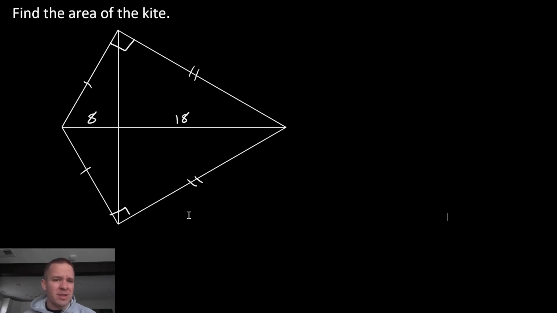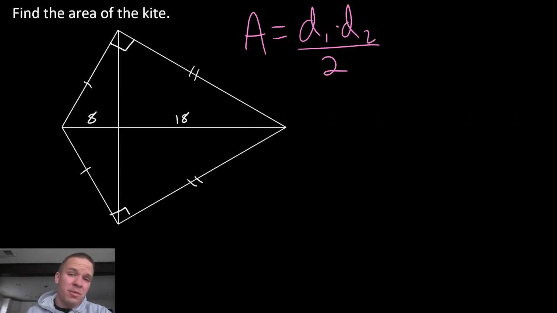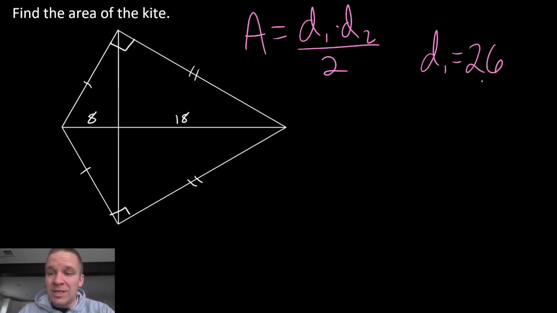I've got two measurements, an 8 and an 18. Now, the area for a kite is going to be diagonal 1 times diagonal 2 divided by 2. That's one option of doing that. We can also break it into triangles, but I'll go ahead and use this dope formula that we know. Now, I've got one of my diagonals. We'll call it diagonal 1 by getting 8 plus 18. That's going to be 26, right? So 8 plus 18, that gives me the 26 that I have right there.